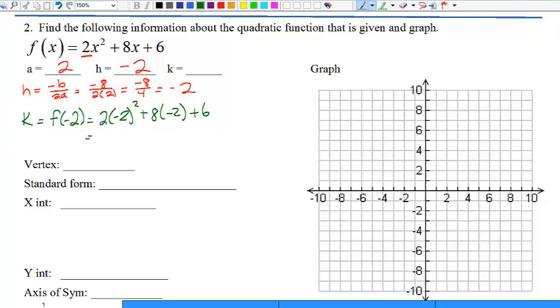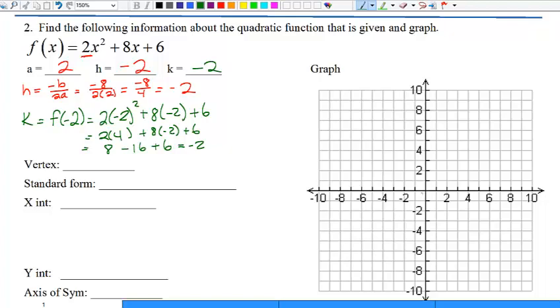So f of -2 is 2 times (-2) squared. PEMDAS says do my parentheses, my exponents there. So now I am taking 2 times 4, which is 8. 8 times -2, which is -16. So 8 minus 16 is -8, plus 6 is -2.